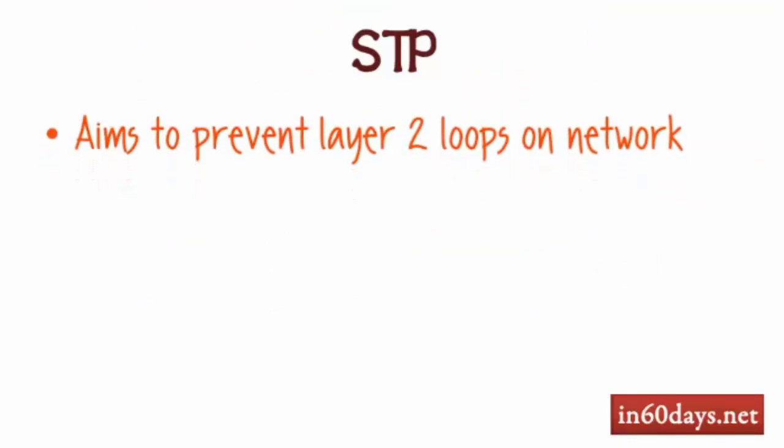Spanning tree protocol: we didn't need to worry about this when we had quite small networks, but once the network size increased, we had more problems, and one of the problems was loops. Layer 2 loops on our network, where traffic would go round and round and eventually bring it down because the switches became confused as to where to send the traffic.